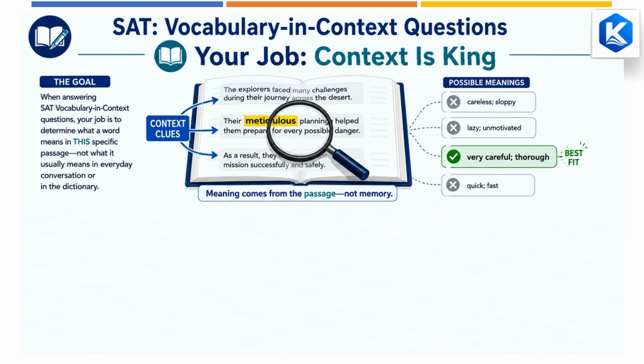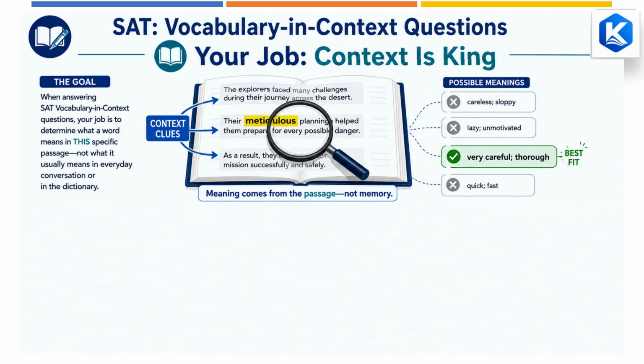Look at the surrounding information. The explorers prepared for every possible danger, and because of their planning, they completed the mission successfully and safely. Those are our context clues. Now look at some possible meanings. Could meticulous mean careless or sloppy? No. That contradicts the passage. Could it mean lazy or unmotivated? Again, no. The explorers clearly prepared carefully.